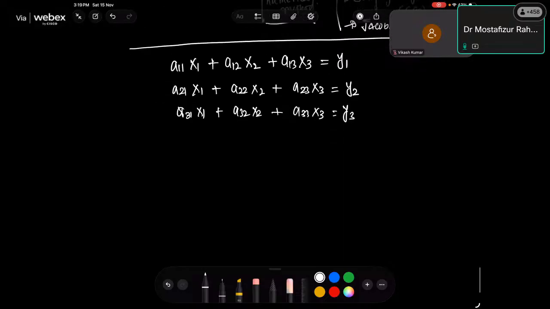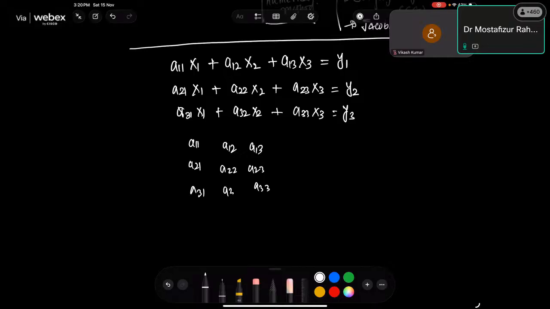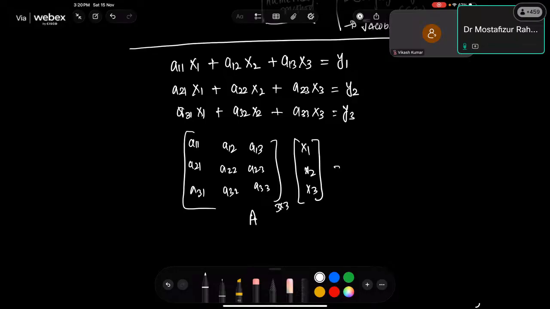Now if we write the same thing in matrix-vector form, basically a11 to a33, this is a matrix A, and it's a 3 cross 3 matrix. Then the unknown variables x1, x2, and x3 form the unknown vector, and this is y1, y2, and y3. This equation is common to almost every engineering and science discipline.